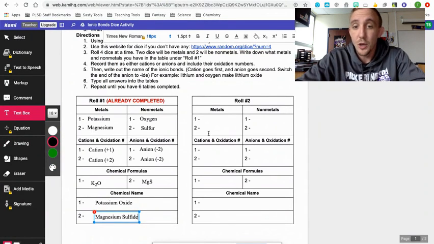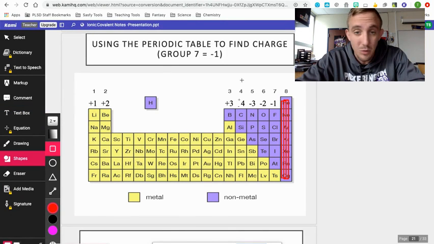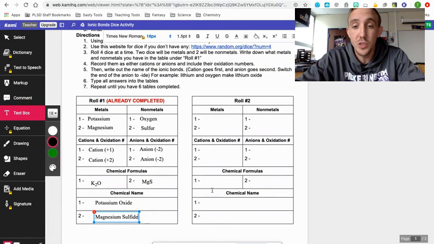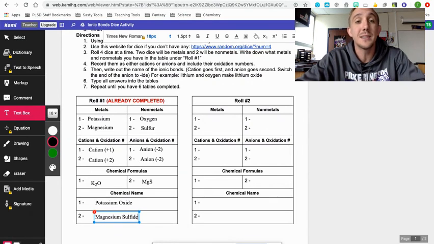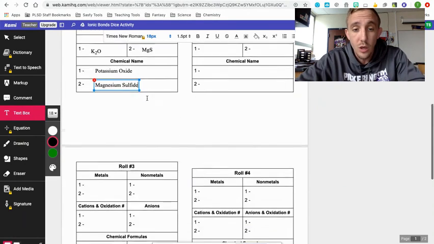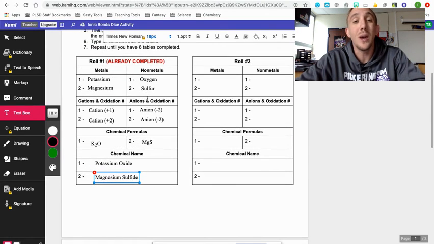All right. So you would find your oxidation numbers using your periodic table based on the group. And then you're always going to use either your Lewis dot or your oxidation numbers to find your chemical formulas. And that's what we did on this sheet. All right. So go ahead and try the next 5 rolls. Okay, roll 2, 3, 4, 5, and 6. Okay, and when you finish, go ahead and submit this.